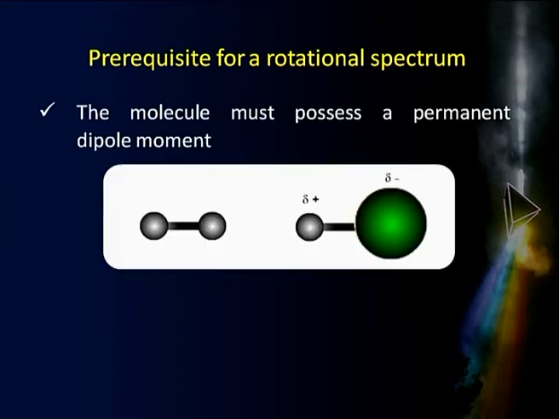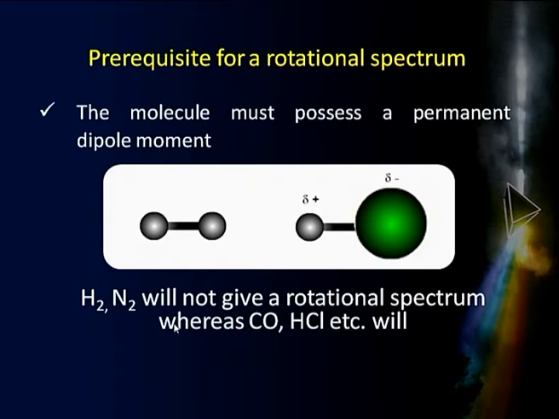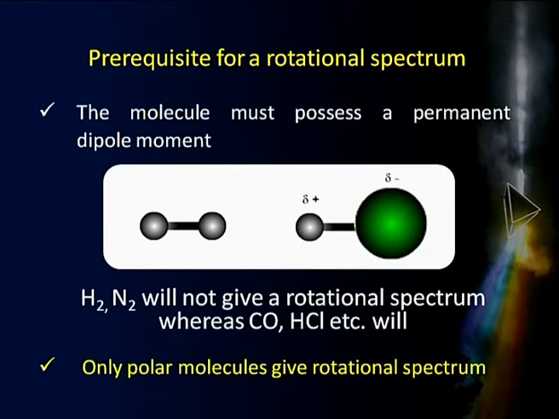What it means is, suppose I take any homonuclear diatomic molecule, such as hydrogen or nitrogen, they will not give a rotational spectrum, whereas heteronuclear molecules like HCl, HBr, carbon monoxide, etc., will give a rotational spectrum. That means the basic thing is that the molecules must be polar to be able to give a rotational spectrum. Now, let us see why so.